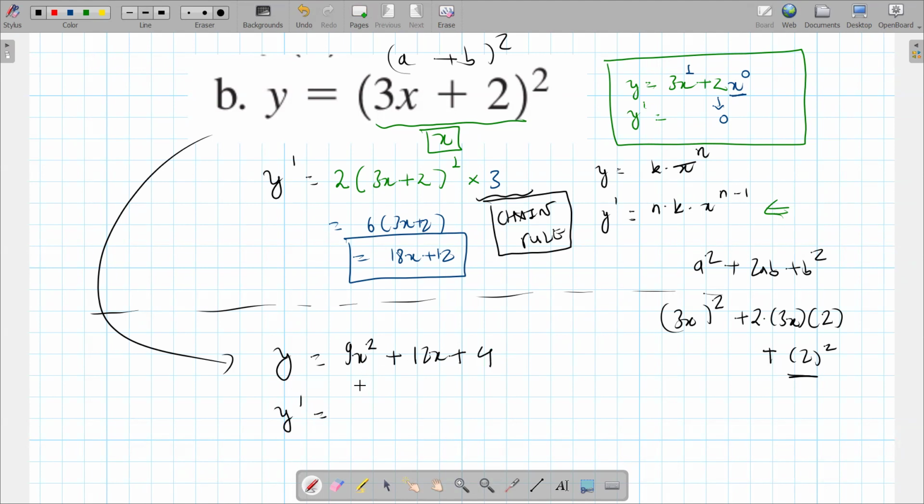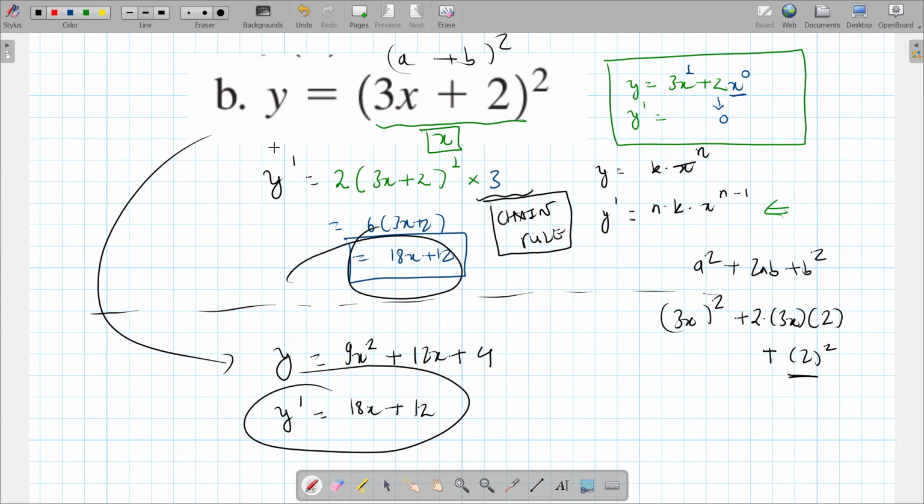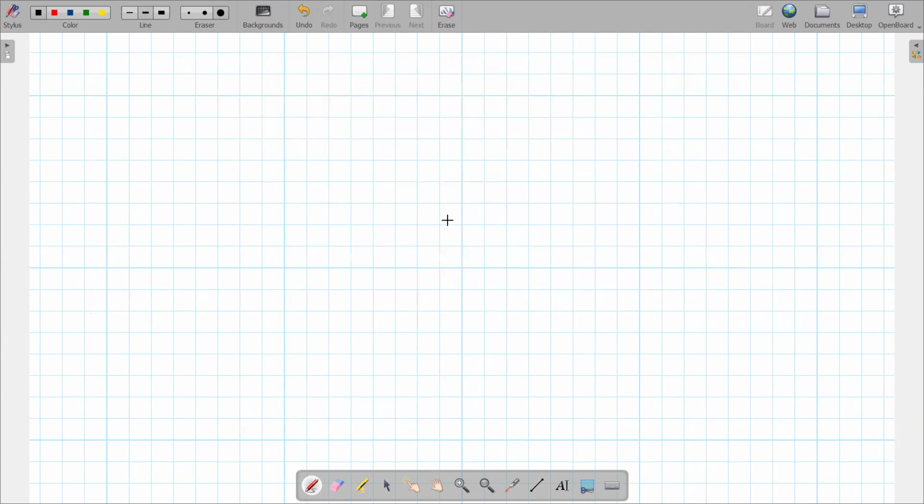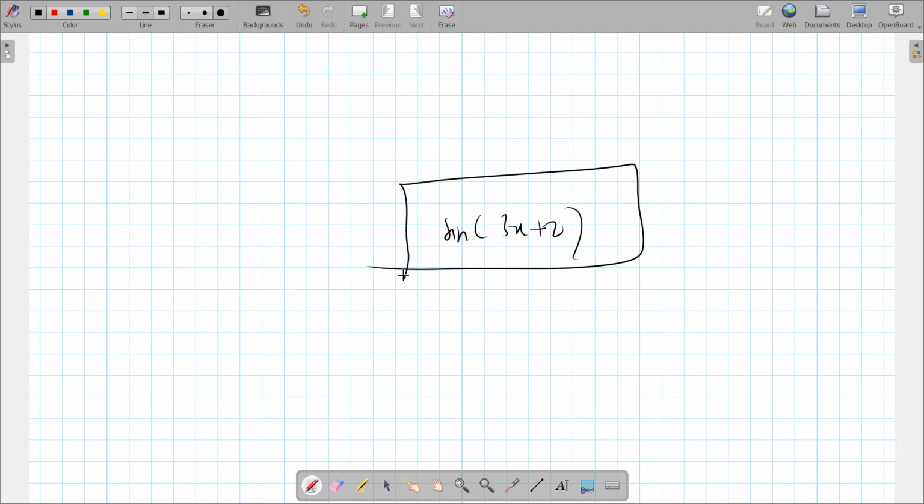What would be the derivative of this? 18x. What about 12x? What does that become? 12. 12, there we go. And 4 becomes nothing, gone. That is the same thing as this. So you can always open the brackets if you want, but I would suggest we focus on this method because this is way more powerful. And sometimes, let's say you have something like sine of 3x plus 2, you can't open this bracket. So the latter method would not apply to this question, okay?